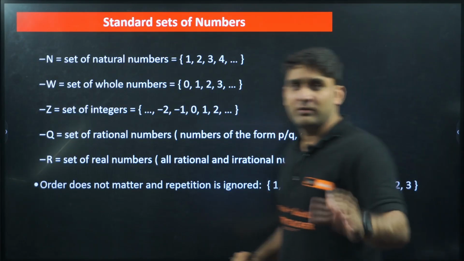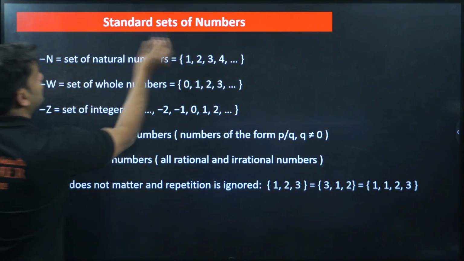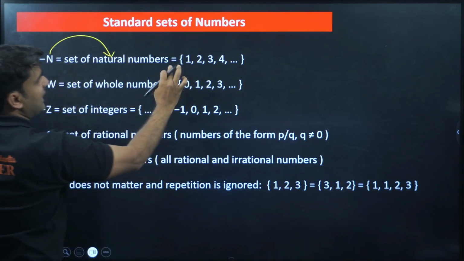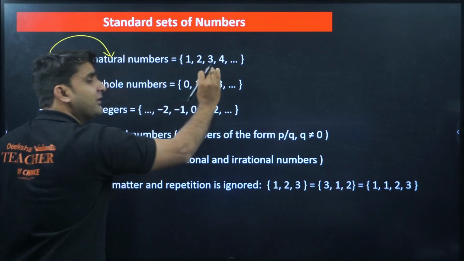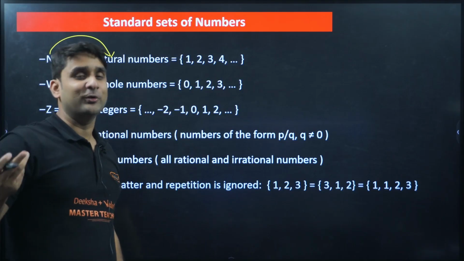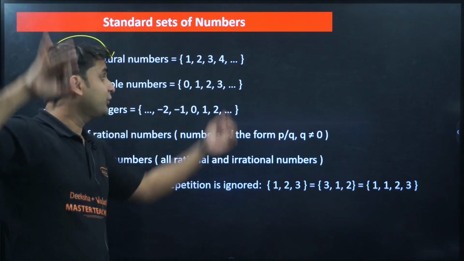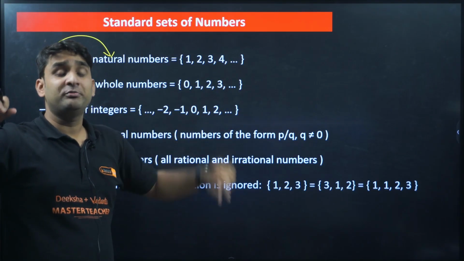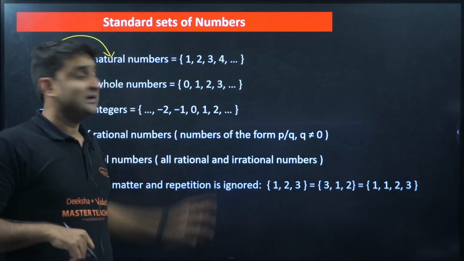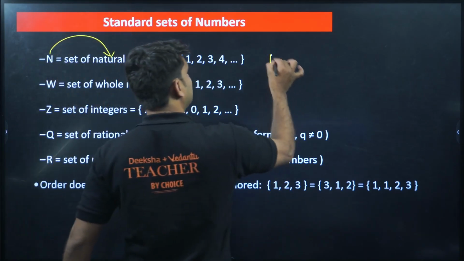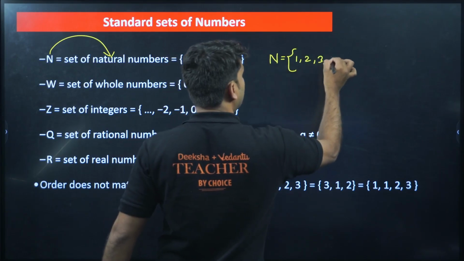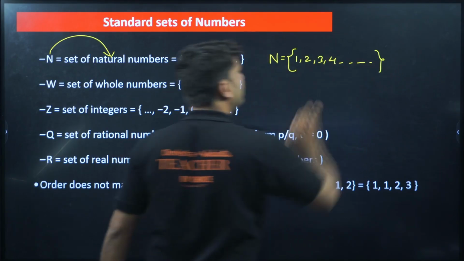Now there are a few standard sets of numbers. Basically capital N represents the natural numbers, and the set for natural numbers will again be in curly brackets. Natural numbers start from 1 till infinity. We don't know what will be the ending digit, it goes on. So dots represent 'and so on', because we don't know the last value till infinity. So we can write natural number set N equal to braces 1, 2, 3, 4 and so on. This will be the natural number set.